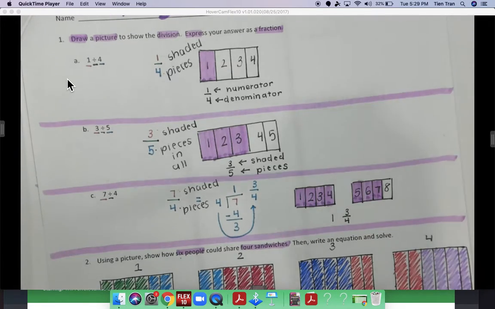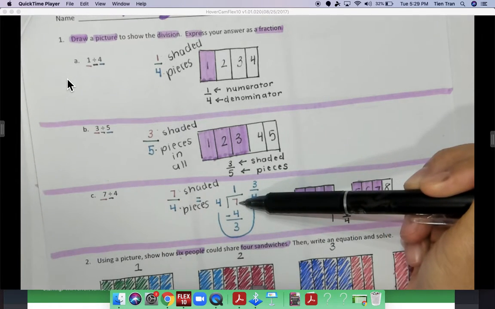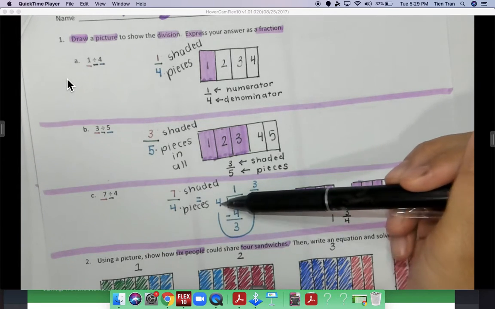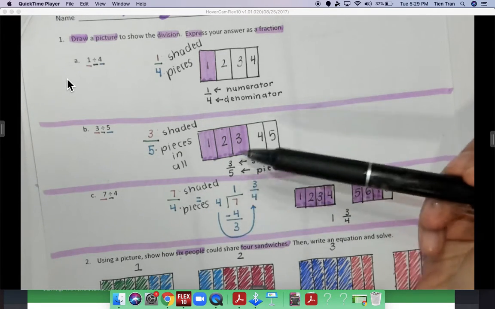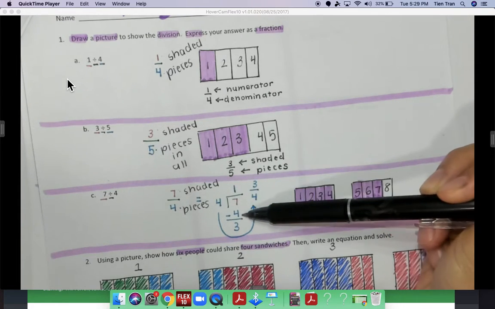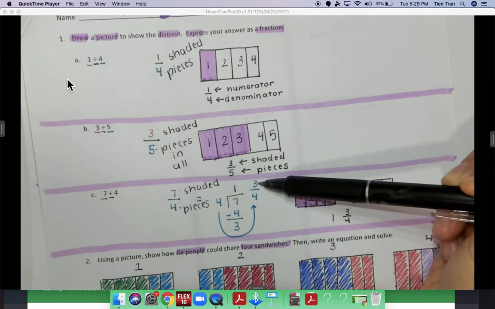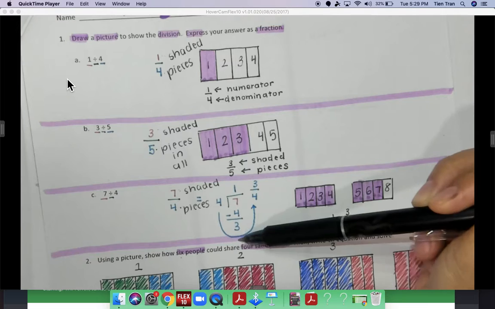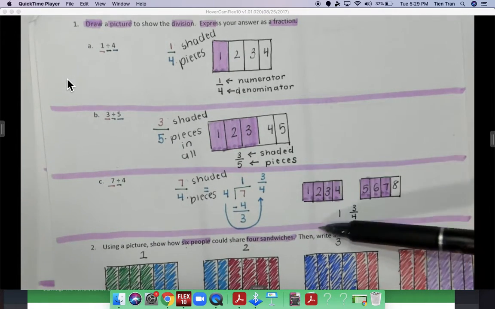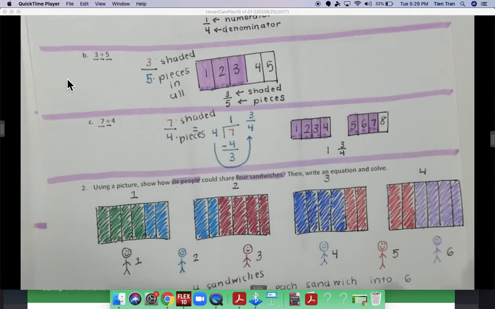Why is that? If I were to solve 7 divided by 4, 7 would be the number that goes inside and 4 would be the number that goes on the outside. My 7 is my dividend, and my 4 is my divisor, so now I'm dividing. 4 can go into 7 one time because 4 times 1 is equal to 4. 7 minus 4 is equal to 3. So I know that my remainder is 3 and my denominator is 4. So I have 1 and 3/4 pieces, and that's what you have here. 1 and 3/4 pieces.